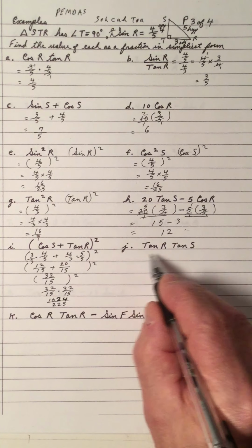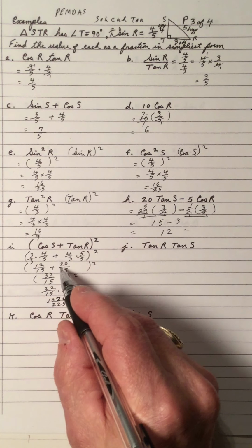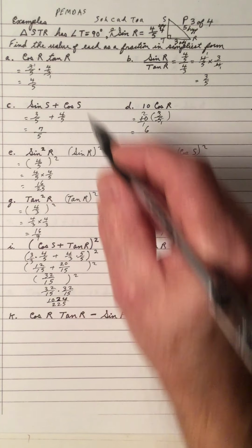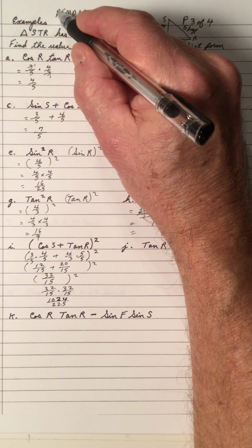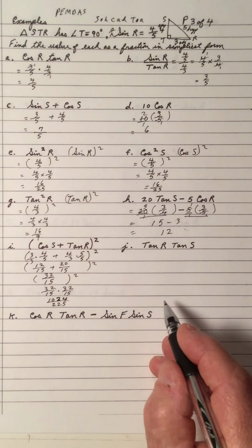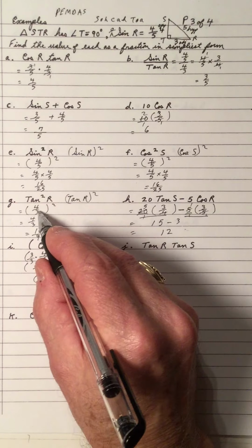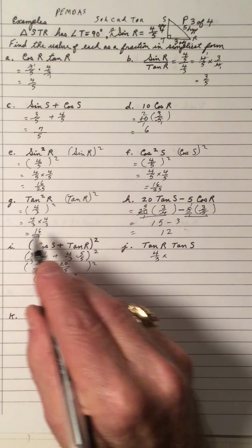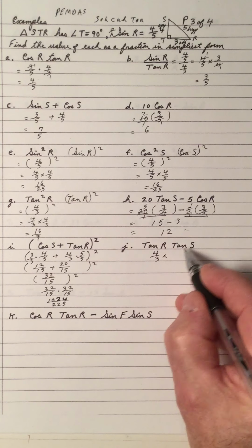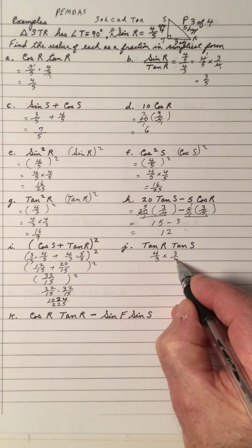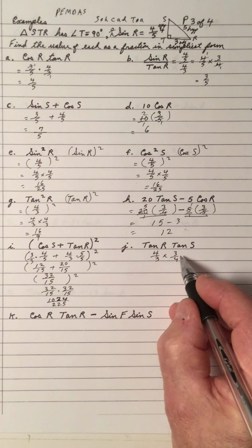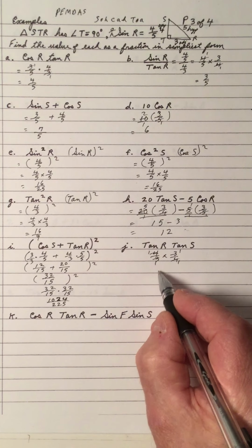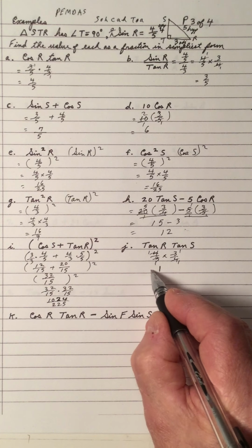Tan of r, let's do this one. So notice I obeyed PEMDAS. I had to do the inside of this completely before I could square it, because I have to do the inside of the bracket and then the exponent after. The tan of r is 4 over 3, times the tan of s. The tan of s is 3 over 4. And the 4s cancel, the 3s cancel. So we get 1 over 1, which is 1.